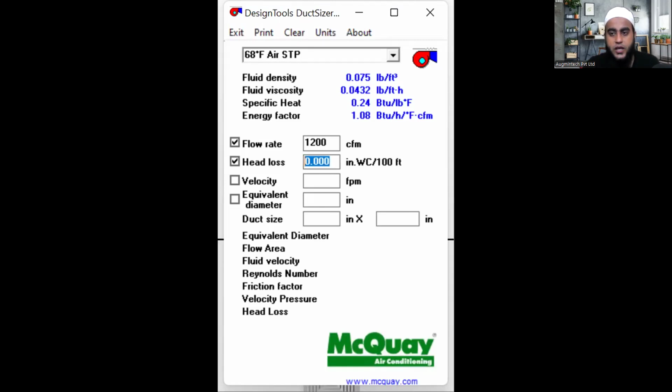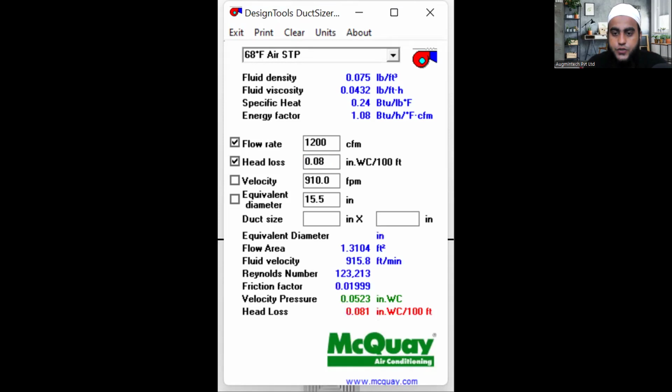Because the problem is, if you increase the head loss, automatically the velocity will increase. So in this software, you only have to enter two parameters, the flow rate and head loss. Suppose I am taking head loss 0.08. When you enter these two parameters, you will get the velocity, near about 910 FPM, feet per minute. And the equivalent diameter is also showing 15.5 inch. It means if you are going for a circular, round duct, you have to use a duct diameter of 15.5 inch.